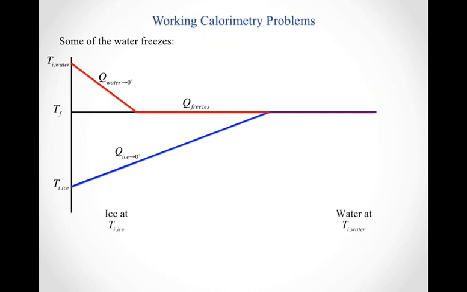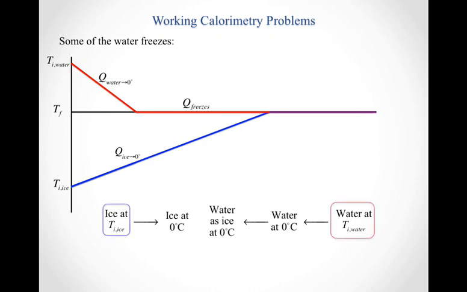In my schematic, I can start with the cold stuff on the left, the hot stuff on the right, same as before. And again, I know that the ice only has a single process this time. The ice has got to go from its initial temperature to 0 degrees Celsius. The water, on the other hand, has to get to 0 degrees Celsius, and then some of it has got to freeze.